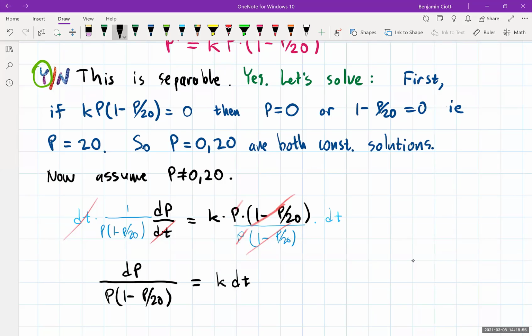I now have all my P's on one side of the equation. So what's it now time to do? Integrate. Good. I can now integrate both sides. Let's put an integral sign in front of both sides. The right side is easy to integrate. That's K times t plus some arbitrary constant.